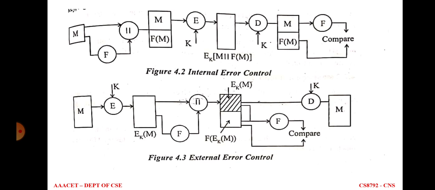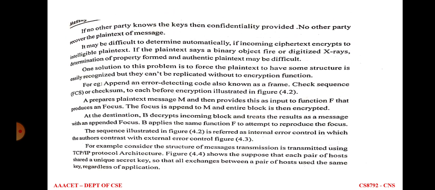So the second diagram is external error control, the same concept, but in the internal error control, before the appending process, the message is passed through some function to produce focus. But in external error control, initially the message is encrypted by using some key. After that, only the function is applied on the encrypted message to produce focus. So this is the main difference between internal error control and external error control.